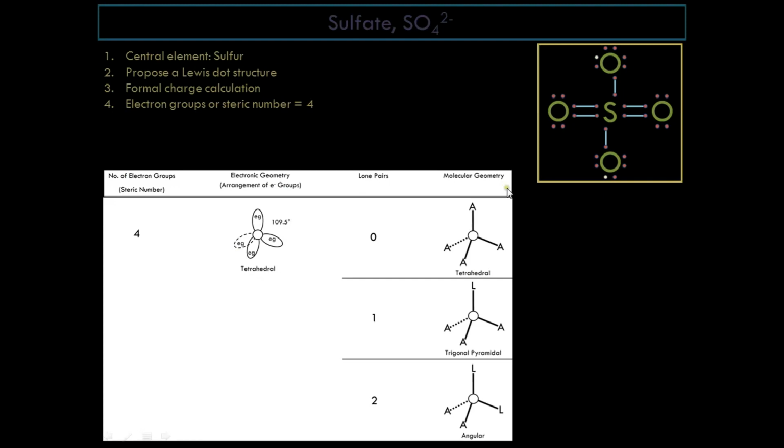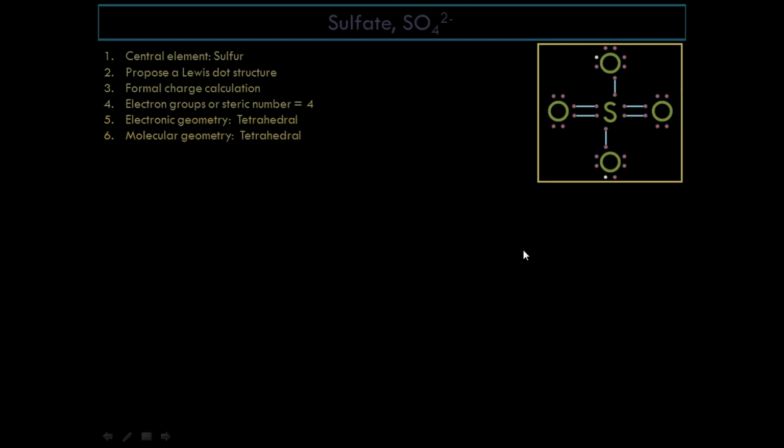Molecular geometry is associated with the number of atoms connected to our central atom. Both electronic geometry and molecular geometry are tetrahedral. So both electronic geometry and molecular geometry talk about the arrangement in space. Now let's talk about how bonding occurs.